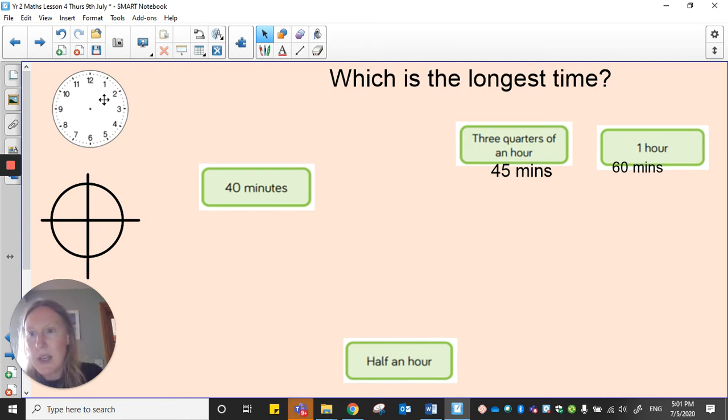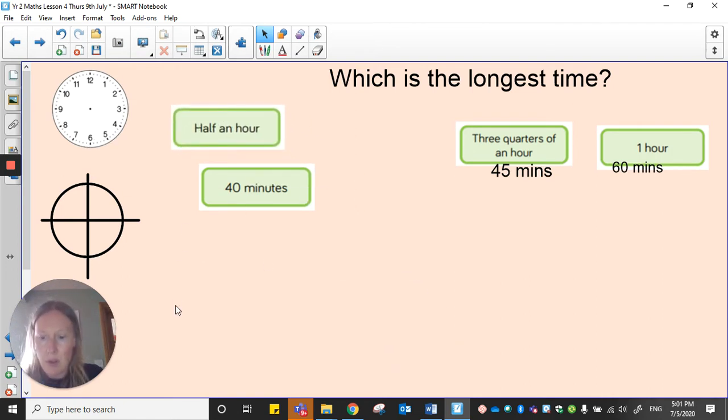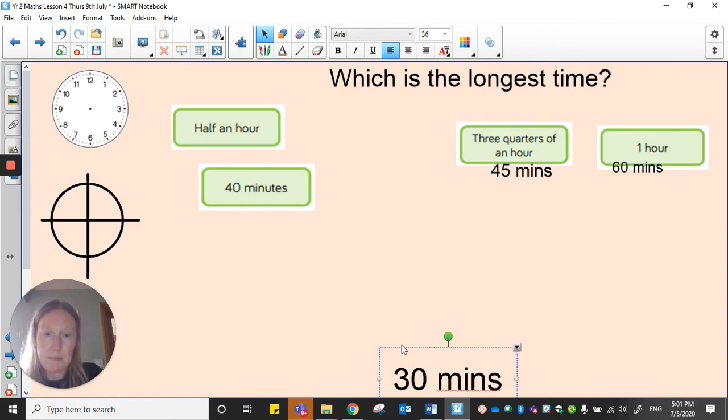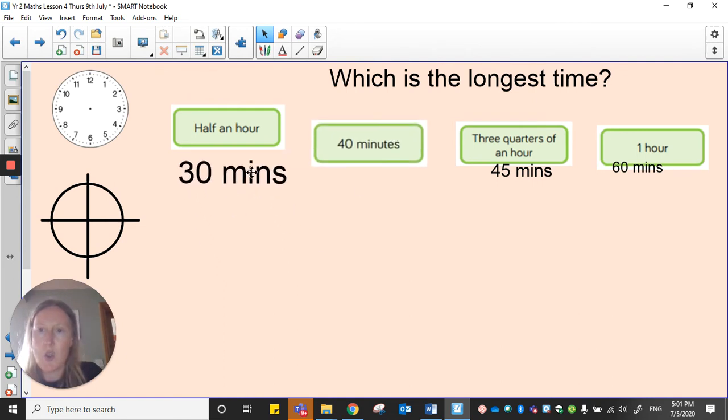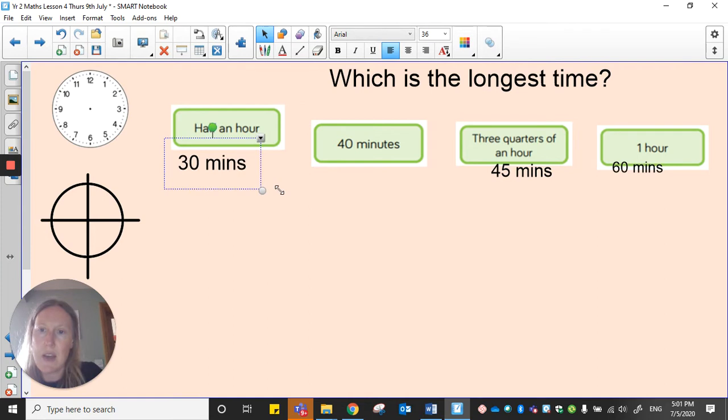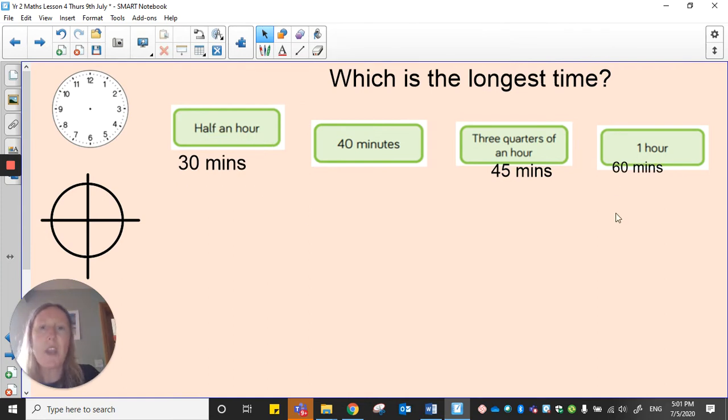Half an hour. Remember, half of the turn. How many minutes was that? Let's check if you're not sure. 5, 10, 15, 20, 25, 30. 30 minutes is half an hour. 30 mins. So that is going to be less time than that, a shorter amount of time than that. So that is the order. So the longest amount of time was 1 hour. Check your order. Did you go from half an hour to 40 minutes to 3/4 of an hour to 1 hour?